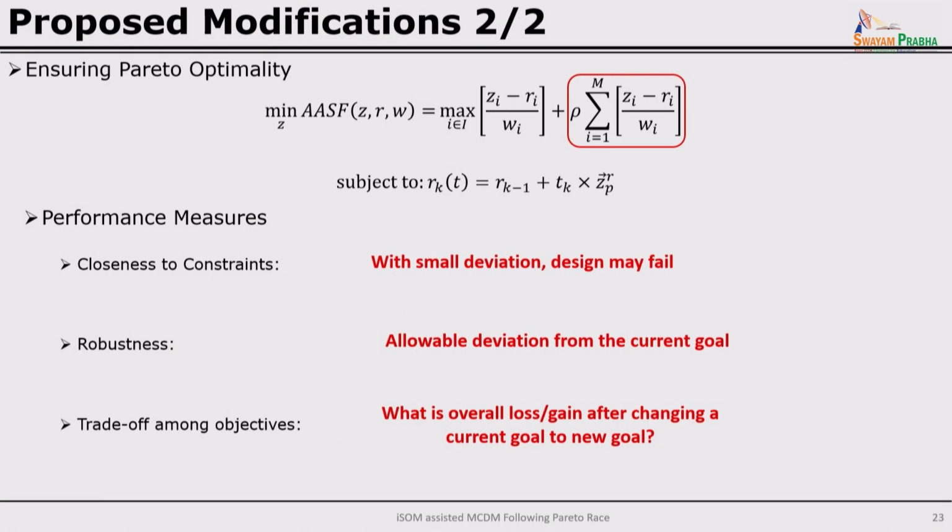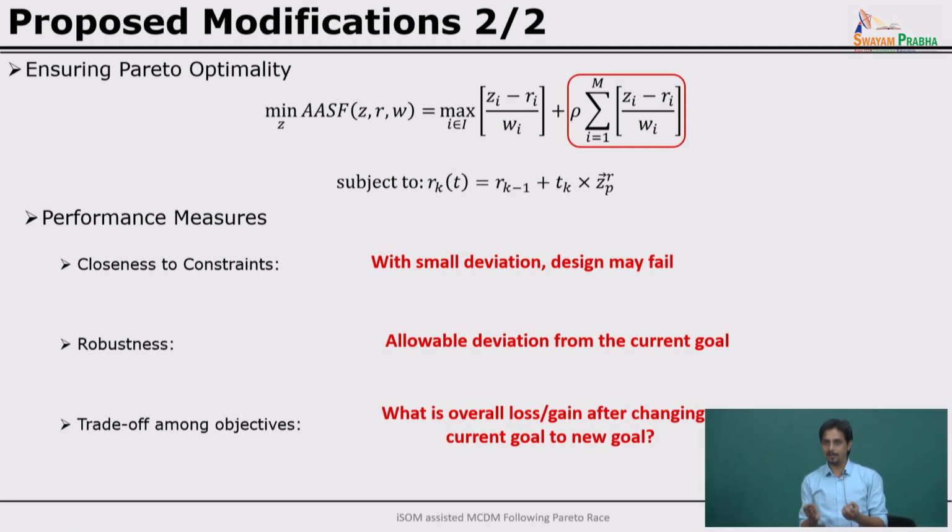Okay, so I discussed the performance measures. I said that only looking at the objective function is not sufficient. I want to know how good the solutions are. So one is the closeness to constraint. I may give a very good solution, but any small change in a variable may lead to failure. So the decision maker will not like that particular solution.